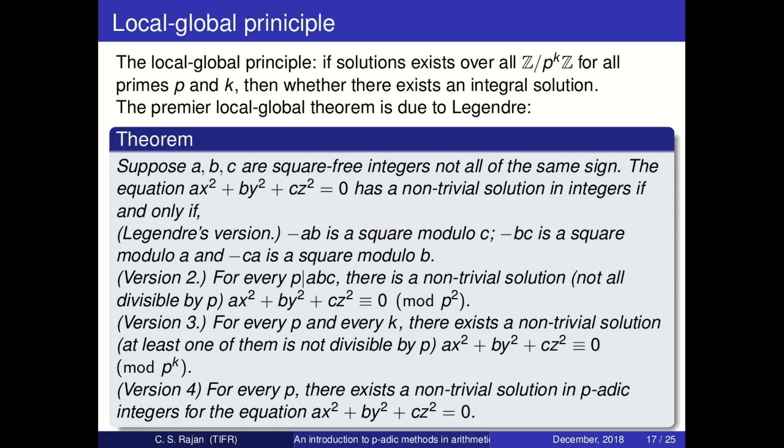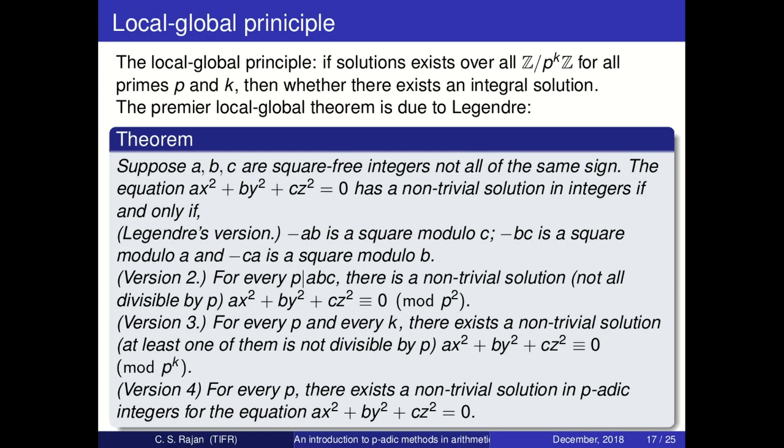And version 4 is what we have said. If you have this from version 3, for every P there exists a non-trivial solution, I got rid of K, but in p-adic integers, at the expense of p-adic integers. Okay?